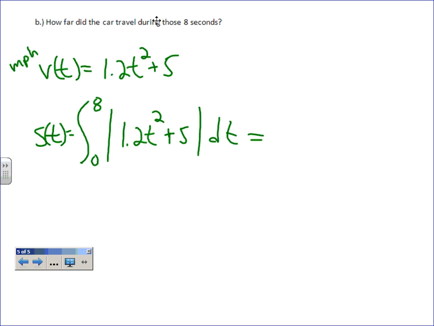And some of you may be typing it in and looking at your answer and typing it in again because you think you did it wrong. What are you getting for an answer? 244.8? Really? Just went 244.8 miles in 8 seconds? That's a nice car.